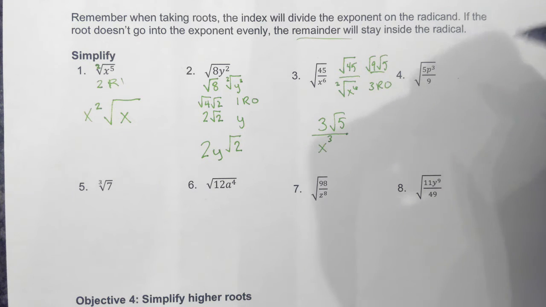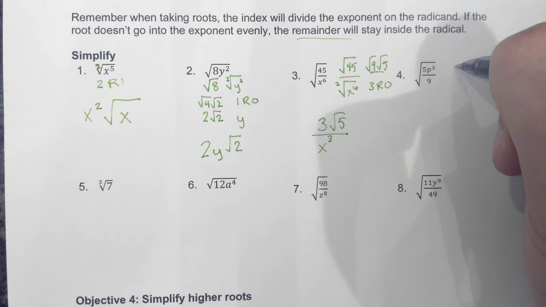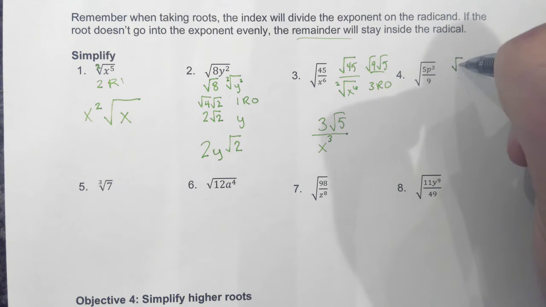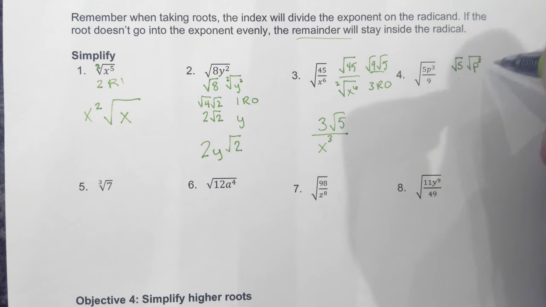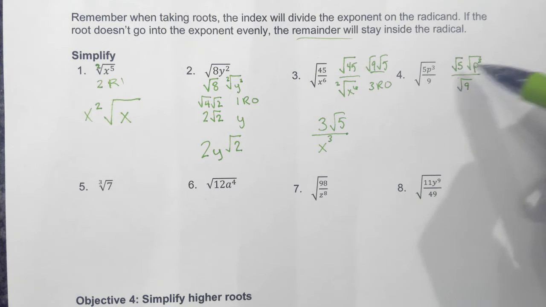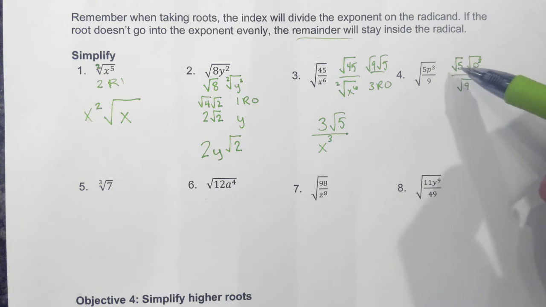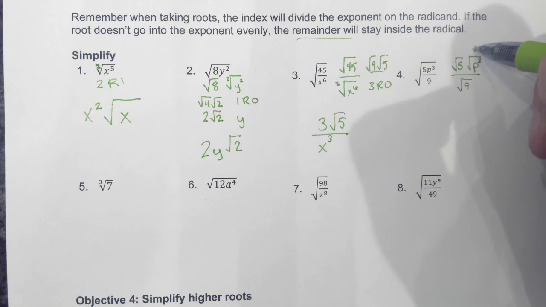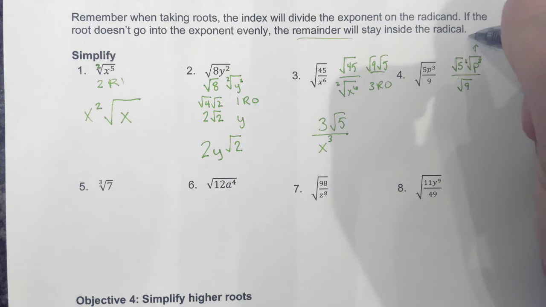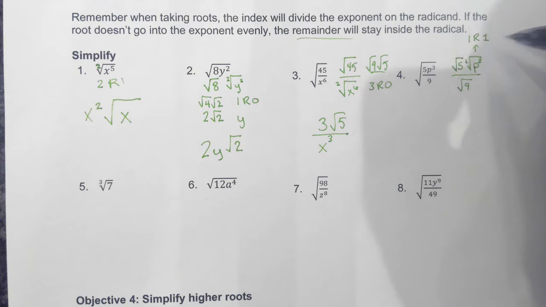Number 4, again, we've got lots of pieces. So I'm going to do the top and do the 3 pieces. I'd have the square root of 5 and the square root of p to the 3rd. On bottom, the square root of 9. Okay, I'm looking at the square root of 5. There's nothing that simplifies that, so I'm just going to keep that radical. Understood index of 2. How many times does 2 go into 3? It goes into it once with a remainder of 1.